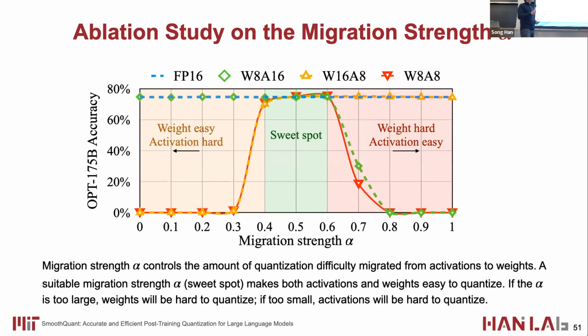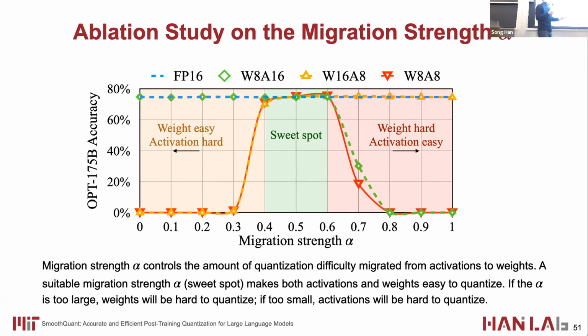So this is an interesting study about the migration strength, right? We are migrating the quantization difficulty from activation to weight. So there must be a sweet spot. If we migrate too much difficulty all the way to the weight, what happens? The activation becomes very easy to quantize, but the weight becomes super difficult to quantize. So the overall accuracy is very low.